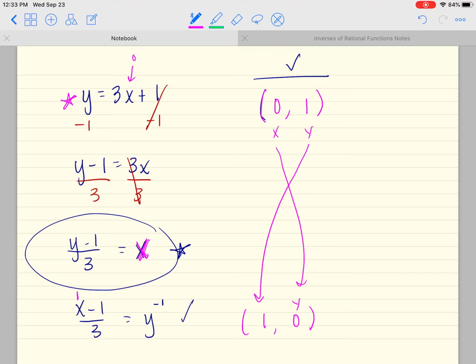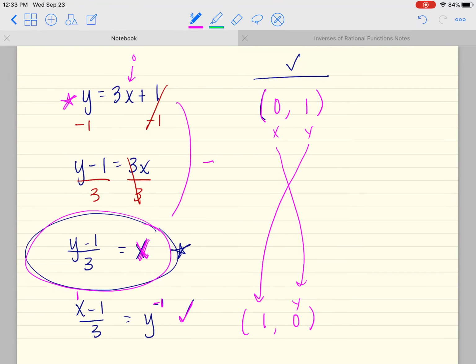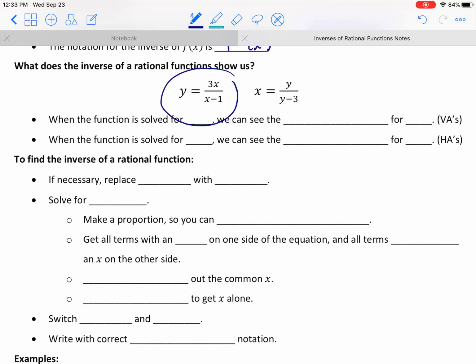If I got x all by itself, before we take the step of switching the x and the y and using the inverse notation, if I just solved it for x, technically these two functions are exactly the same. They're just in different forms, right? So here, I have a rational function and I have solved it for x. So these are two equivalent functions here. One's just in terms of x, one's just in terms of y. One's solved for x, one's solved for y. But it is the same function, just rearranged.